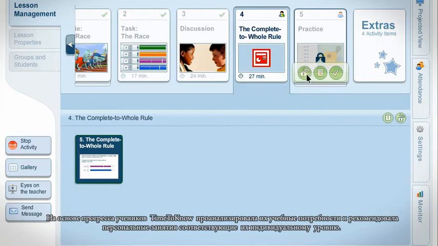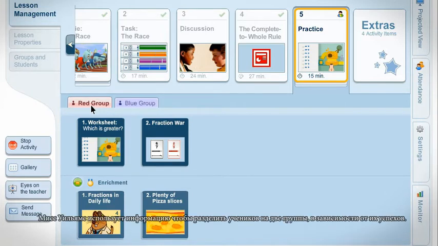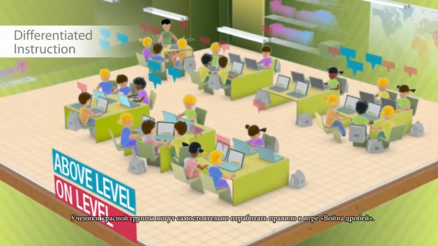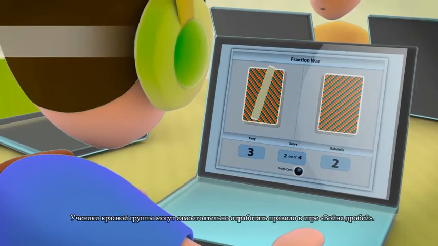Based on the students' progress, Time to Know has analyzed each student's learning needs and made personal recommendations for activities at his or her level. Miss Williams uses the information to divide the class into 2 groups. Students in the red group can individually practice the rule in a game called the Fraction War.